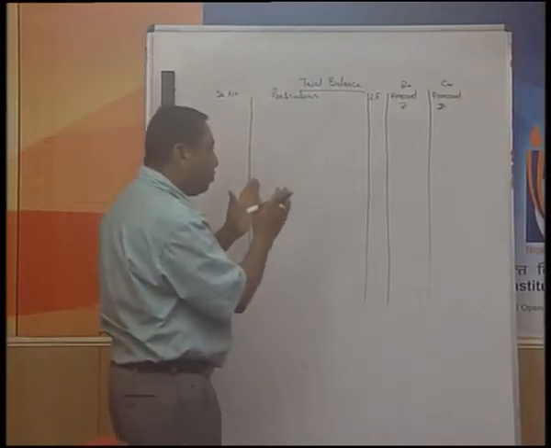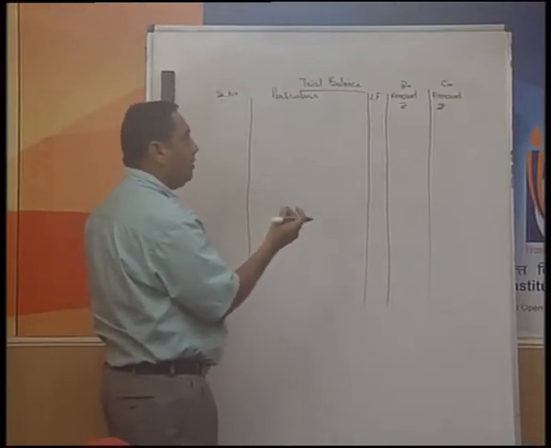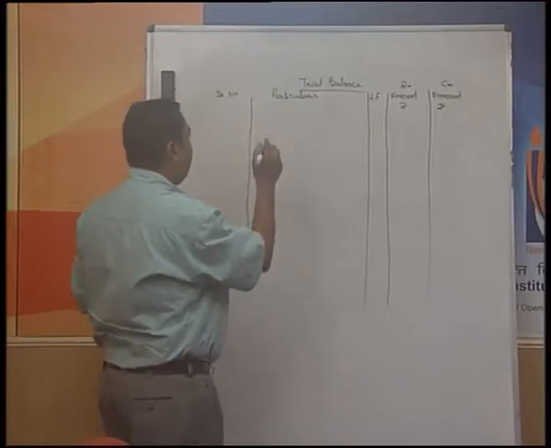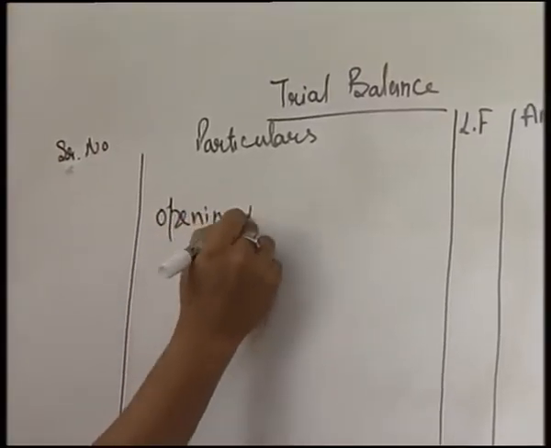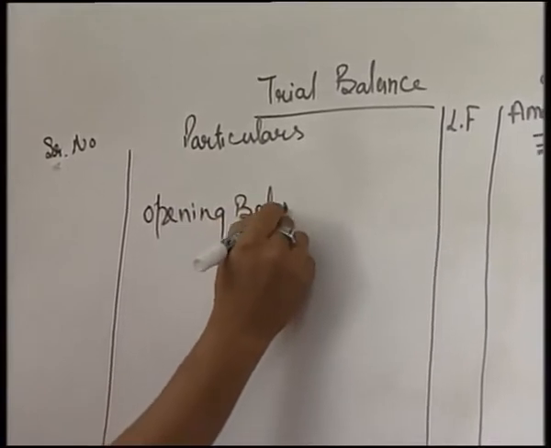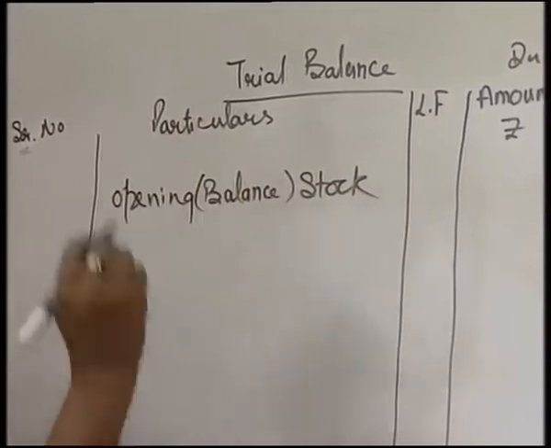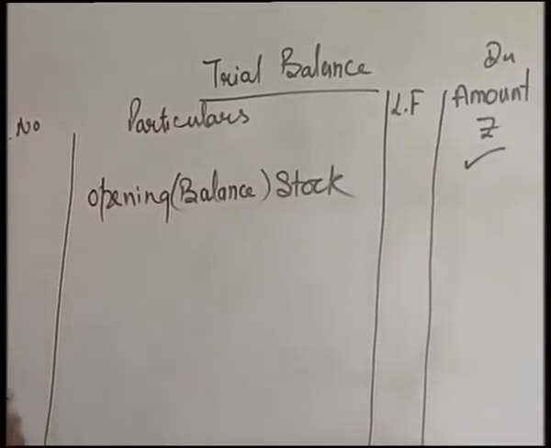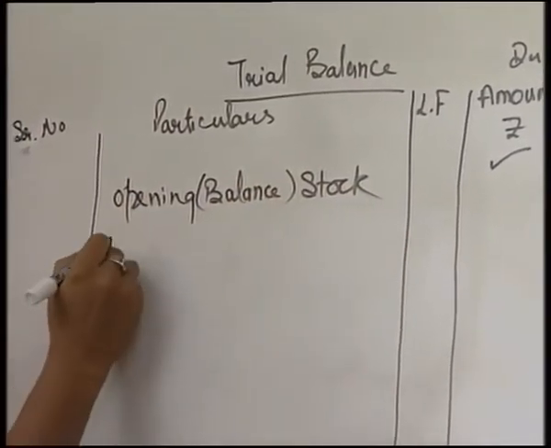First of all, we should know exactly what the format is going to be. Just think in your mind what the different ledger accounts are that we have. Say we have the ledger account of opening balance, which is basically the stock. Now, opening stock always has a debit balance.